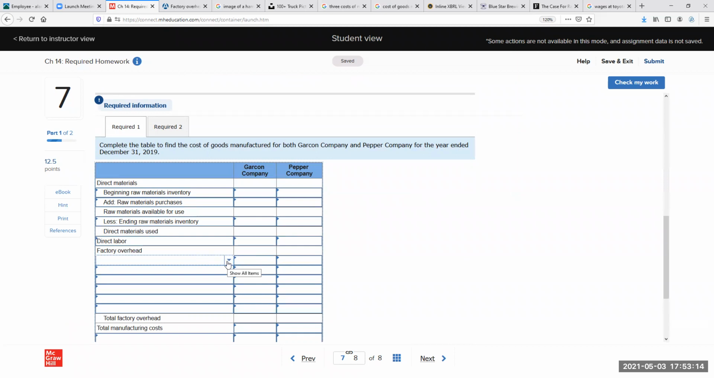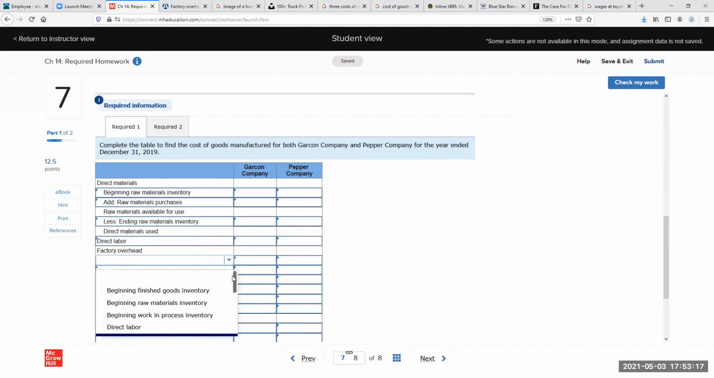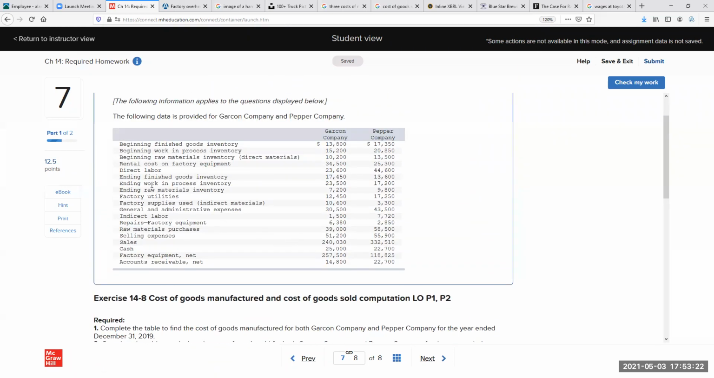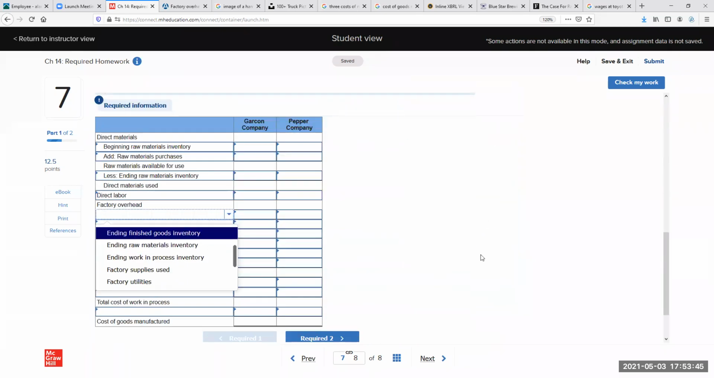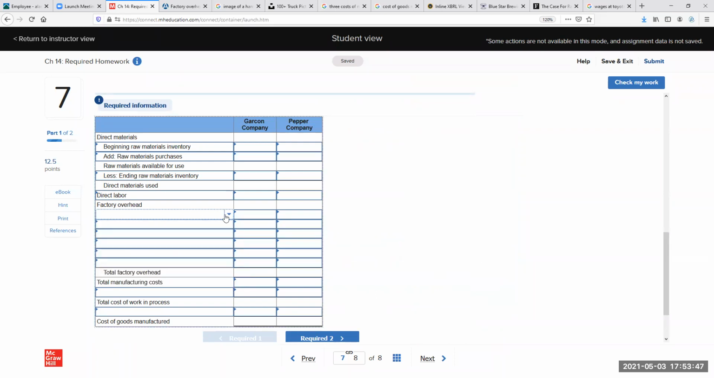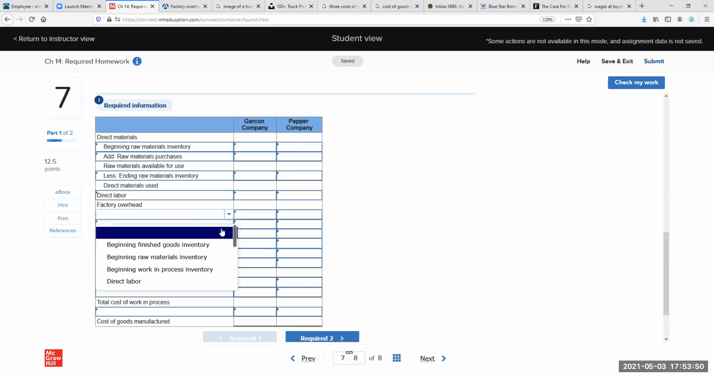And now what about overhead? What are the overhead items? We're going to have to check the overhead items. Let's see, I'm going to go up here and look. Work in process. Utilities. Factory utilities are one. Factory supplies, indirect, yes. General administrative, no. Indirect labor, yes. Repairs, yes. Selling, no. Sales, no. Okay, so we've got quite a few here we have to include in your factory overhead.